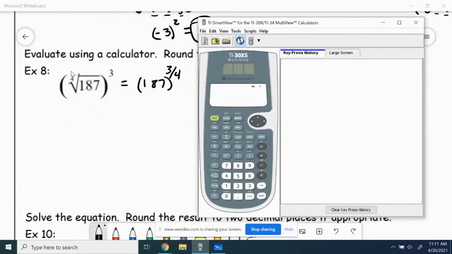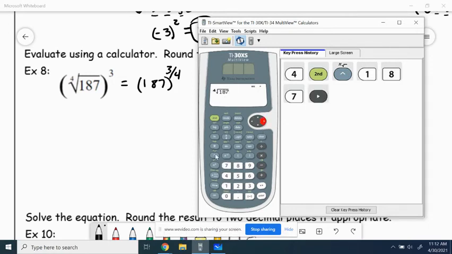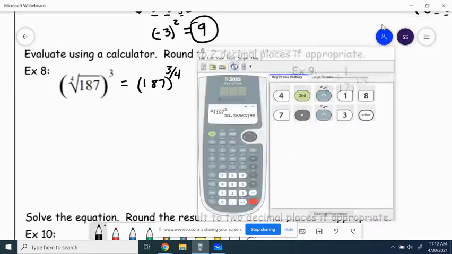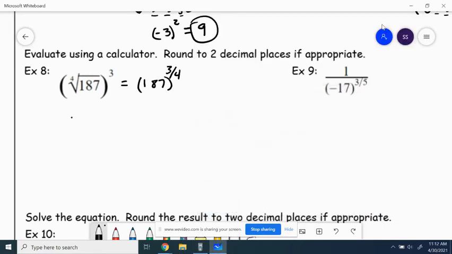So if I type in this first expression as a radical, I'm going to hit 4, then the second key. I'm going to hit this button here to get this second function right there. All right, 187 goes in our radical. Then I want to come out of here and raise this up to the 3rd power. And I get 50.568, so we'll call this 50.57.